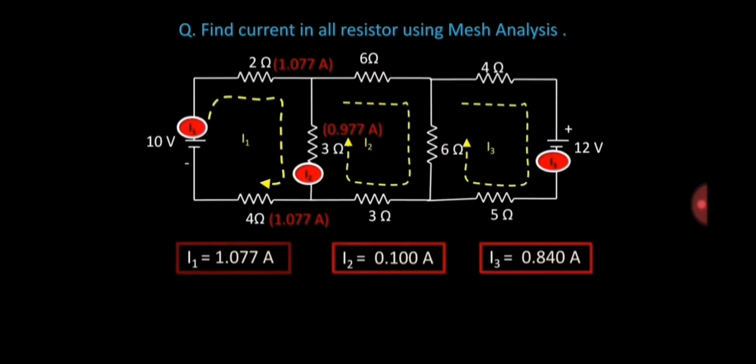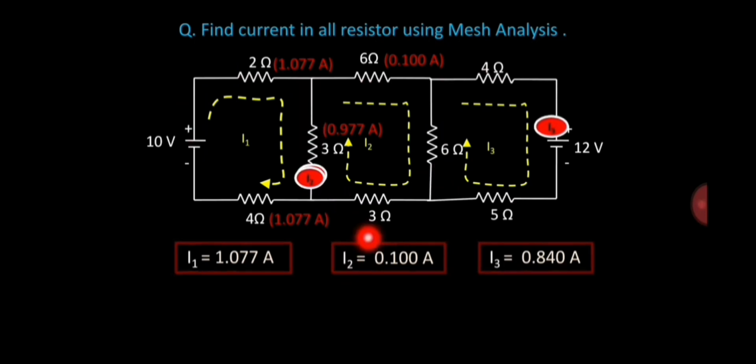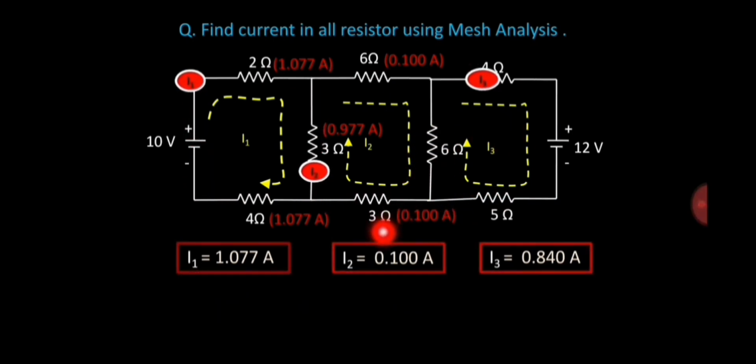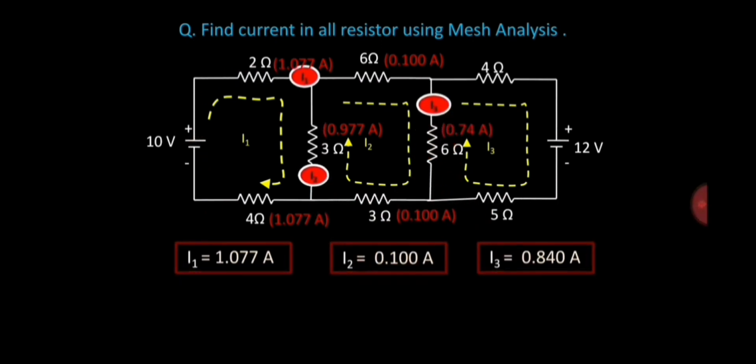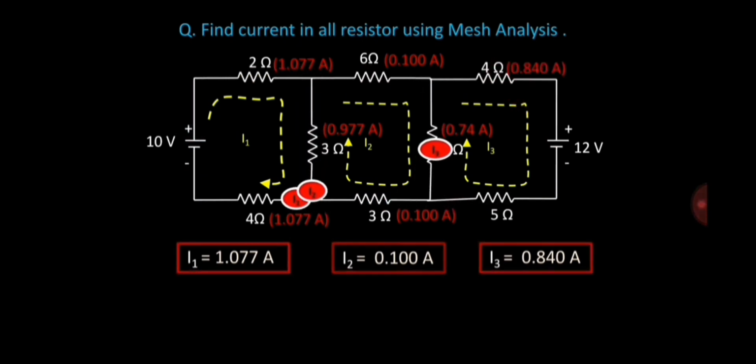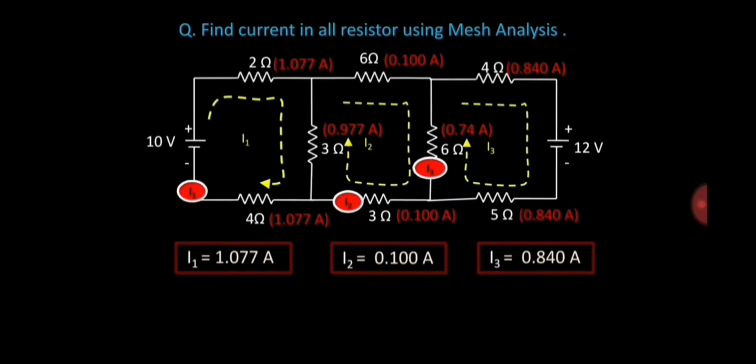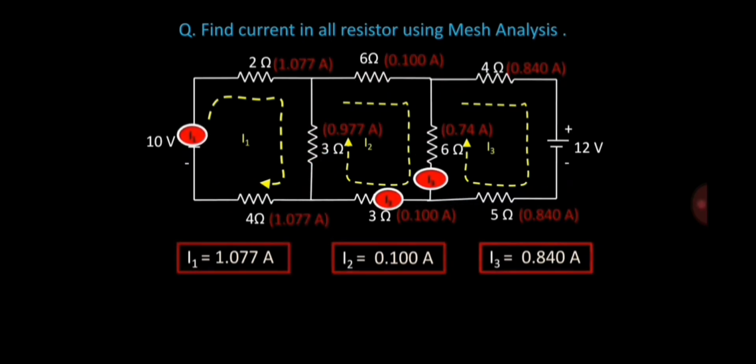So the current through the 6 ohm resistor is I2, so we'll have it as 0.100 ampere. The current through the next resistor will be I2 minus I3, so therefore we'll have it as 0.74. For the current through the 4 ohm we'll have it as 0.840, that's because it's I3. Then for resistors below the loops we will use individual currents I1, I2 and I3.